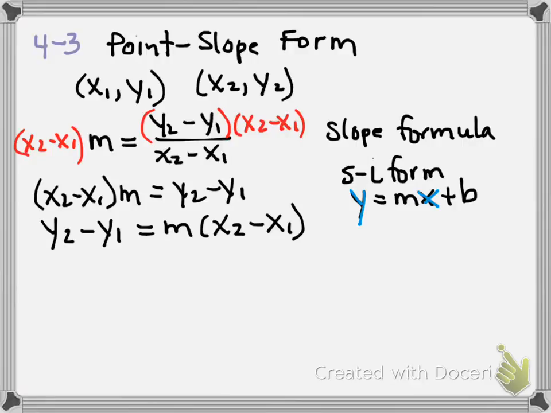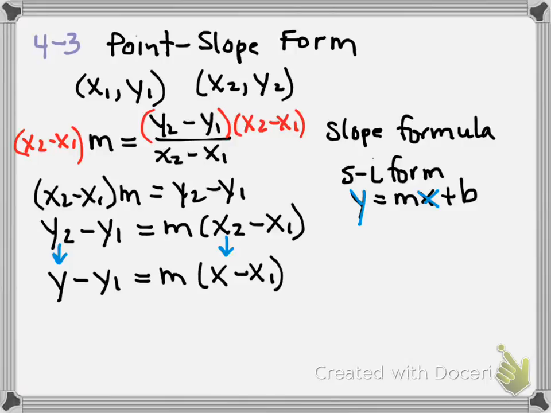So I want my equation to also have a y and an x. Okay? So what I'm going to do is change the first of the two variables, the first of the y's and the first of the x's, and I'm just going to make them a plain variable. So I'm going to get y minus y sub 1 equals m times the quantity x minus x sub 1.